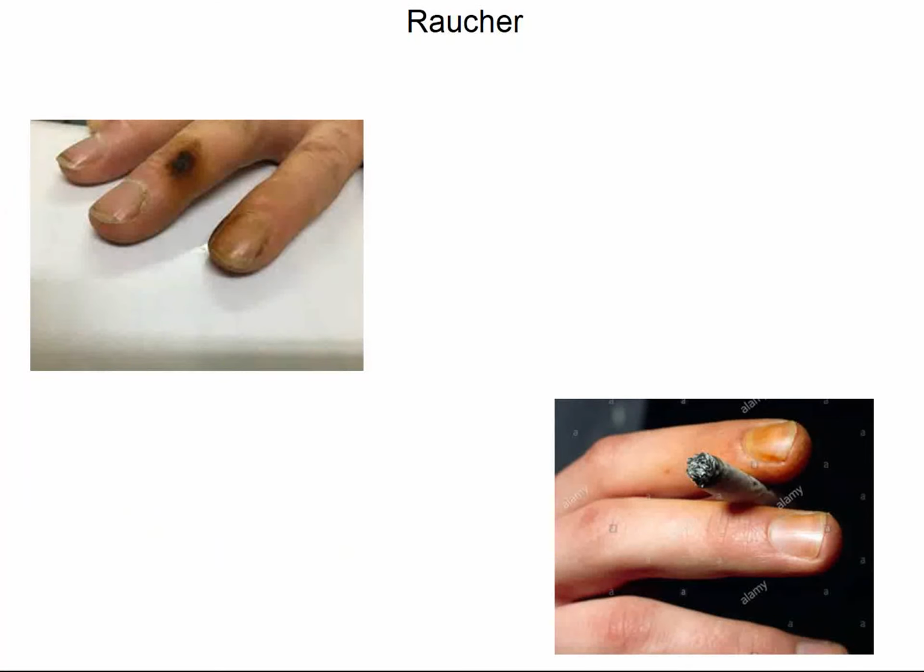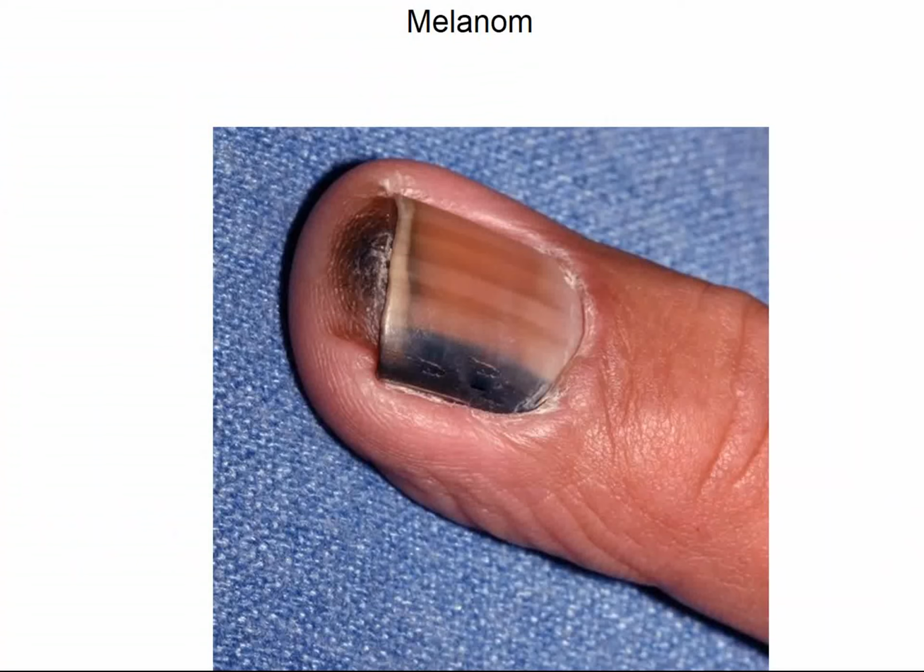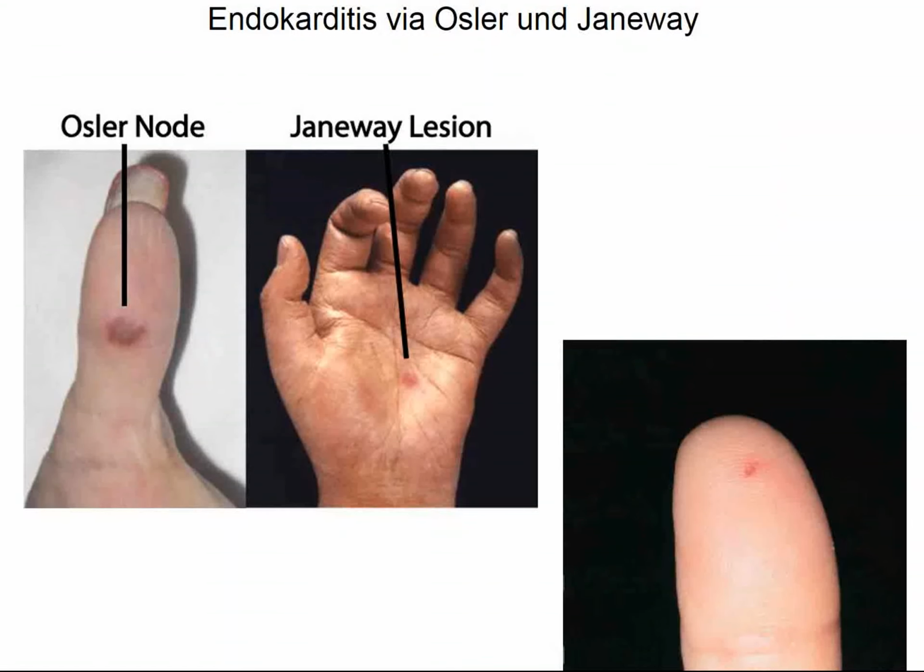Smokers, fingers 2 and 3, no mystery there. An ungual melanoma might involve one fingernail and would look like this. Janeway lesions are flat macular lesions, as this one and this one, as opposed to Osler nodes, which are little microabscesses that are raised and painful.